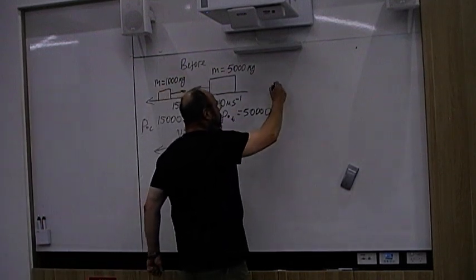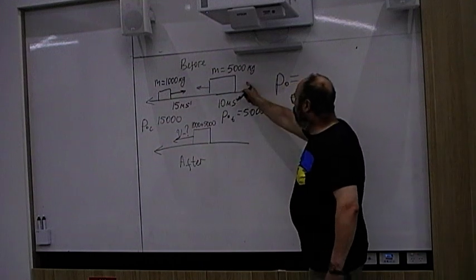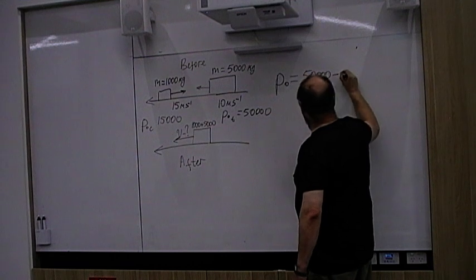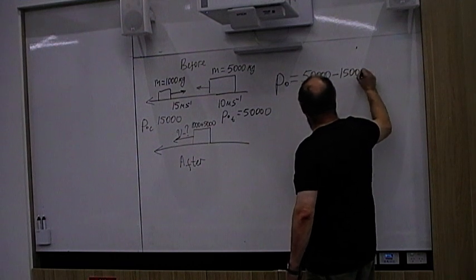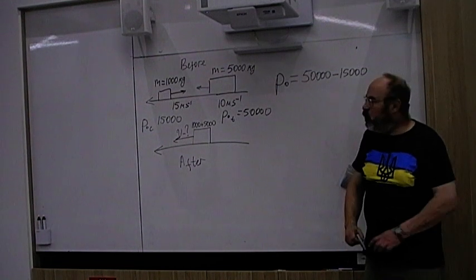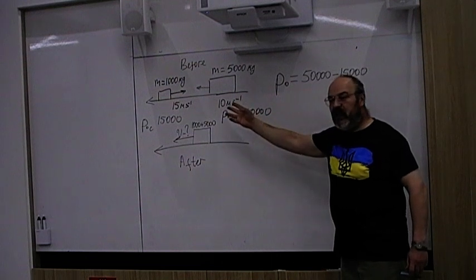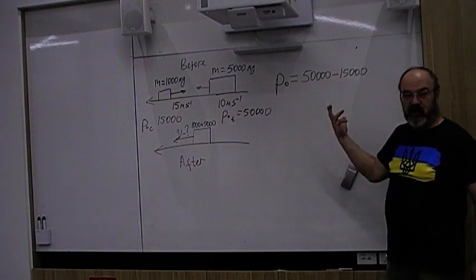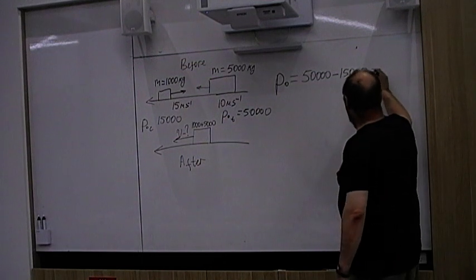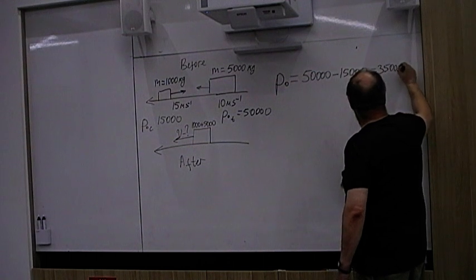So the total initial momentum will be momentum of the truck, 50,000, minus 15,000. Why minus? Because it's pushing the other way. Because we have positive to the left. And what is the direction of the momentum of the car? Negative. To the right, which is negative. So equal 35,000 Newton seconds.